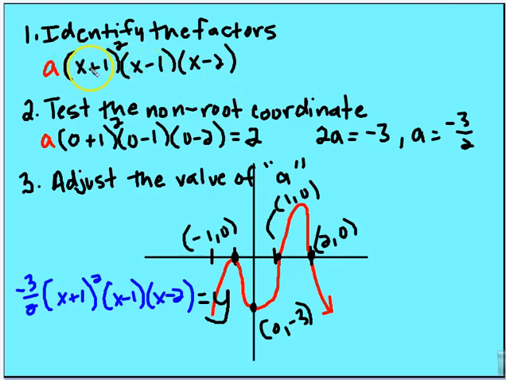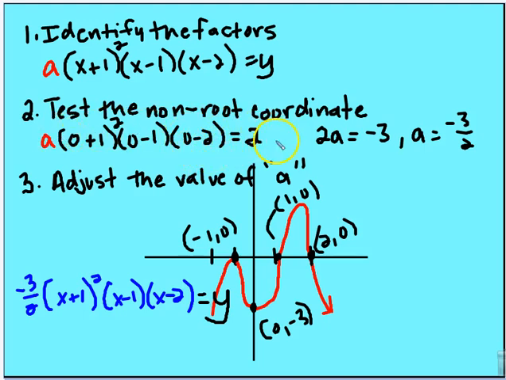All right, so I'm going to write in my function, identify the factors with a times x plus 1 squared. So this is a double root, right, because it bounces off or is tangent to the x-axis. x plus 1 squared times x minus 1 times x minus 2 is equal to y. Then we're going to test the non-root coordinate. I'm going to substitute in my non-root coordinate, which is 0, -3. 0 plus 1 squared times 0 minus 1 times 0 minus 2 is equal to 2.